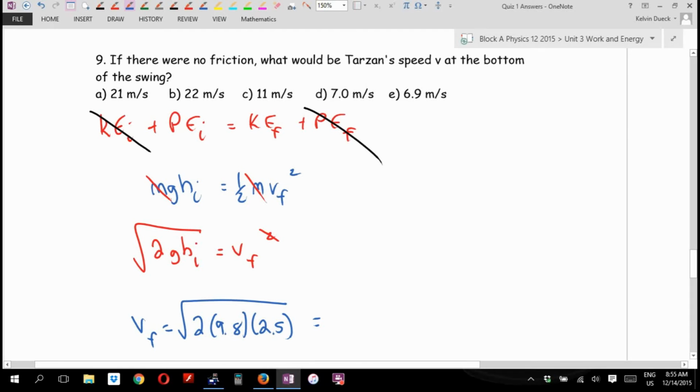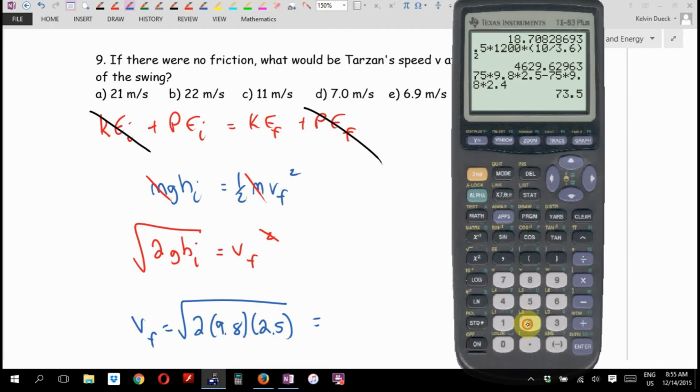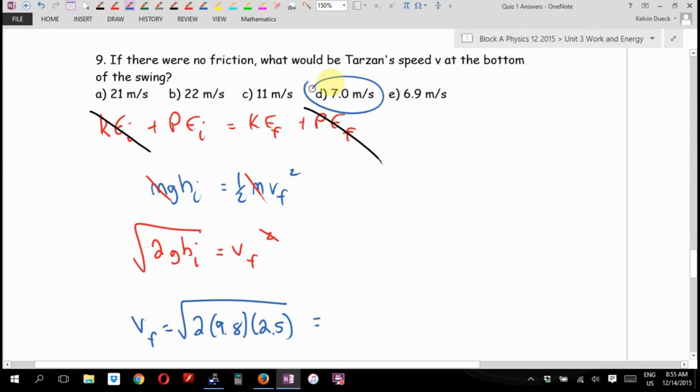I should be able to do this one in my head too, because this is really the square root of 50. Square root of 50, it's going to be right around 7. Oh, 7 or 6.9. You know what? It's close enough that I have to crunch it. Oh, exactly 7. Not 6.9. Didn't know it would work out evenly, but yes, it would.